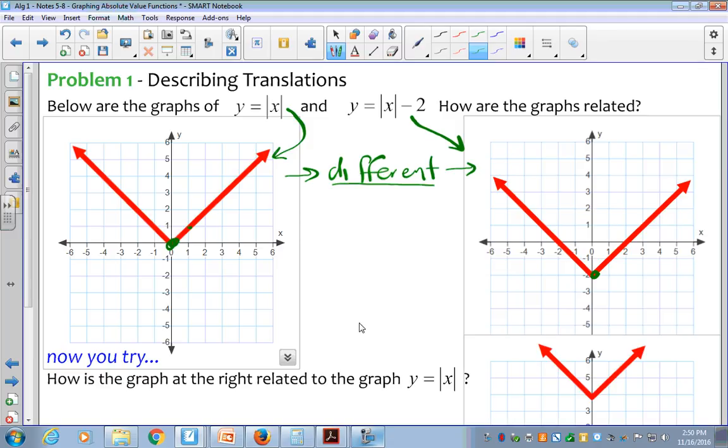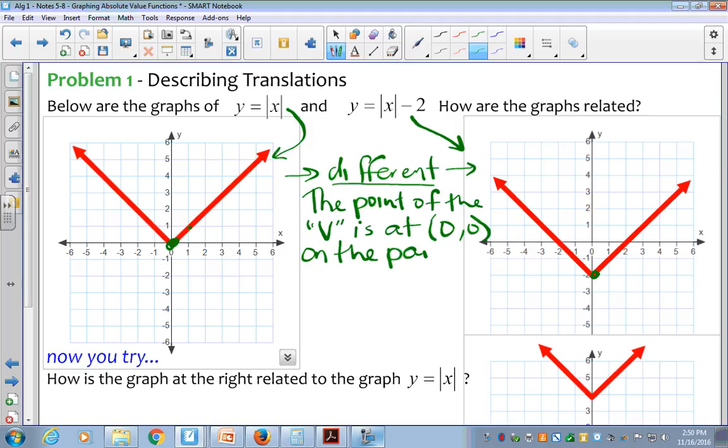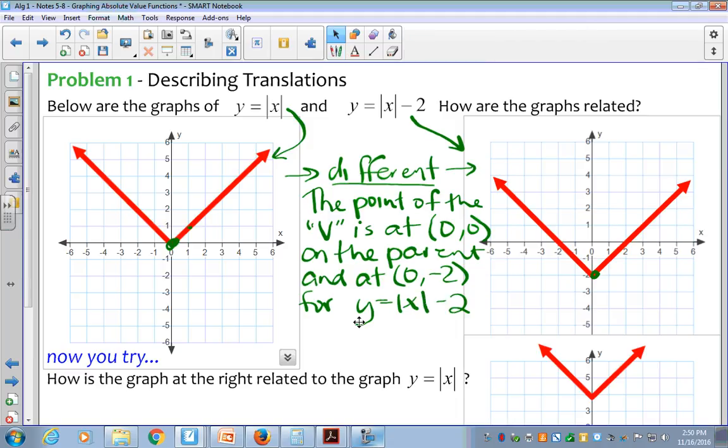So let's write that. The point of the V is at 0, 0 on the parent, and at 0, -2 for y equals absolute value of x minus 2. Okay, take a moment to pause this video and write down this information.